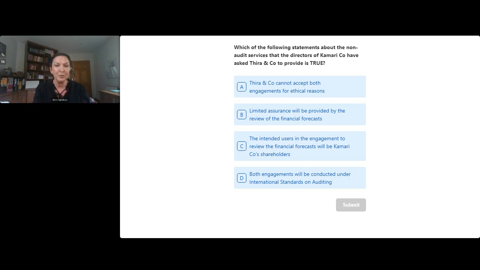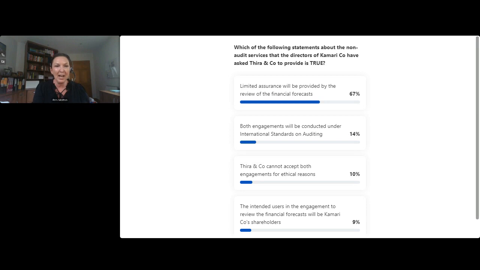Okay, just a few more seconds. 5, 4, 3, 2, 1, 0. Okay, let's see. So in terms of how you voted, we've got 67% of you going for limited assurance, and then there's just a few percentages here and there for the others.